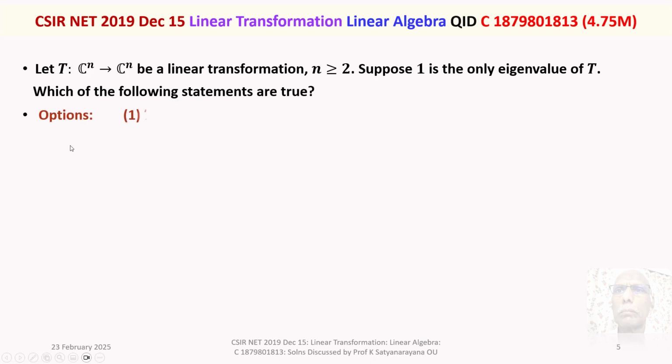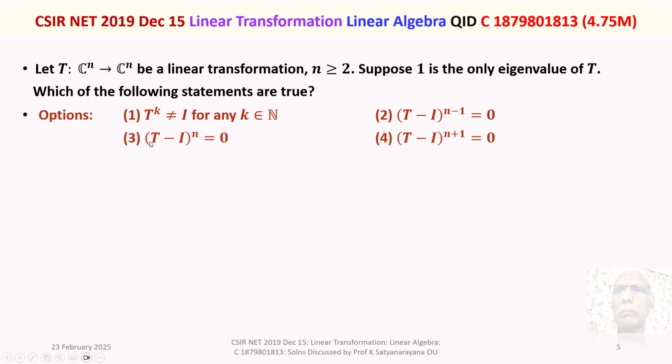We are given 4 options. Option 1, T power k is not equal to identity for any k belongs to N. Option 2, T minus I to the power of n minus 1 is equal to the 0 matrix. Option 3, T minus I to the power of n is equal to the 0 matrix. Option 4, T minus I to the power of n plus 1 is equal to the 0 matrix.